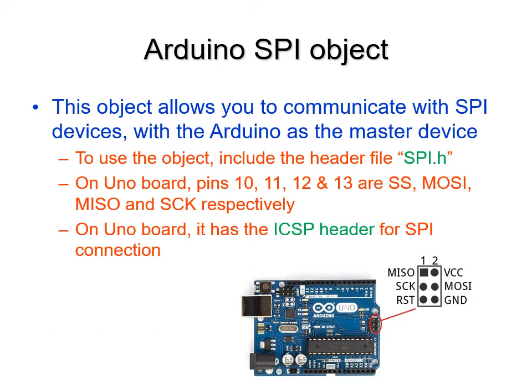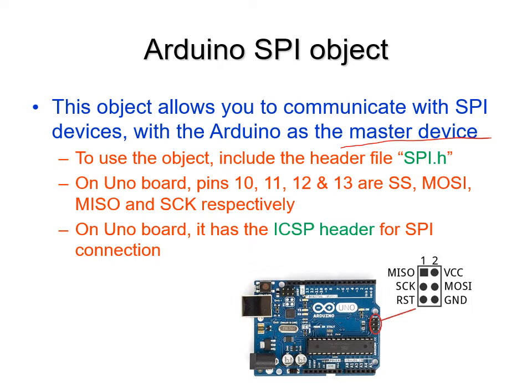Now another object you may frequently use is the SPI object. Because nowadays, when you buy hardware from the market, normally it is interfaced using the SPI approach or the I2C approach. Therefore, if the hardware supports SPI transmission, you should use the SPI object. It is the object to communicate using the SPI method, and you are using Arduino as the master device.